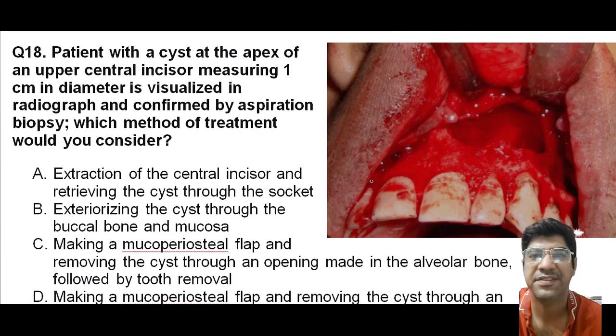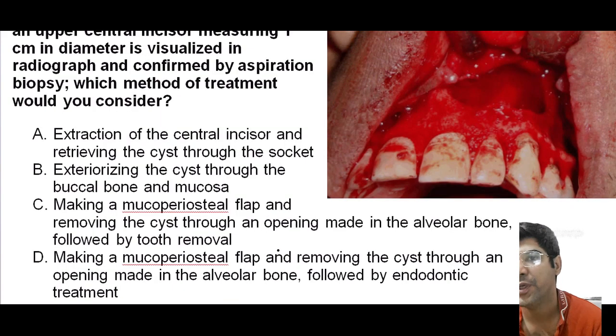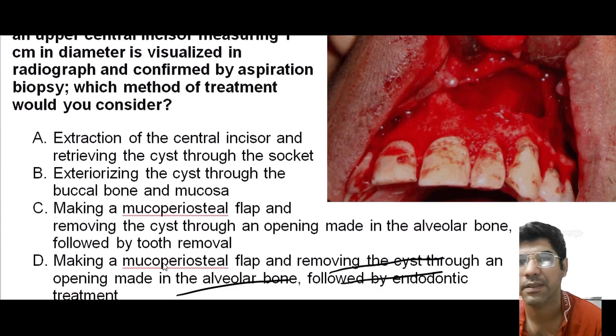A patient has a cyst at the apex of the upper central incisors that measures 1 cm in diameter and is confirmed by aspiration biopsy. Which method of treatment would you consider? You will make a mucoperiosteal flap and remove the cyst through an opening in the alveolar bone, followed by endodontic treatment.